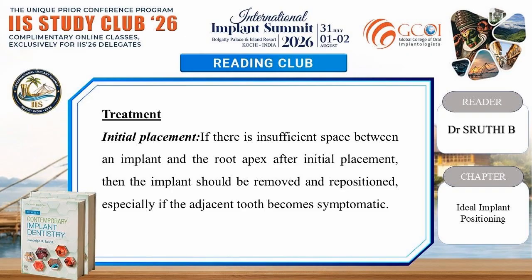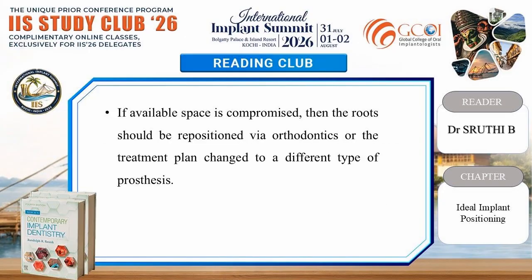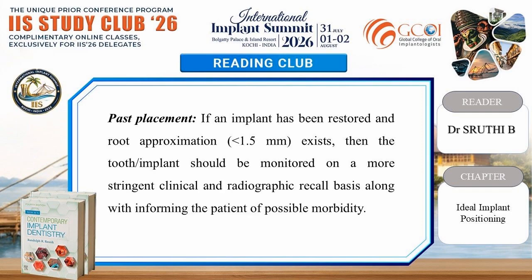Treatment. Initial placement: if there is insufficient space between an implant and the root apex after initial placement, then the implant should be removed and repositioned, especially if the adjacent tooth becomes symptomatic. If available space is compromised, then the roots should be repositioned via orthodontics or the treatment plan changed to a different type of prosthesis.